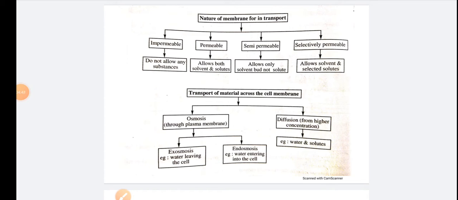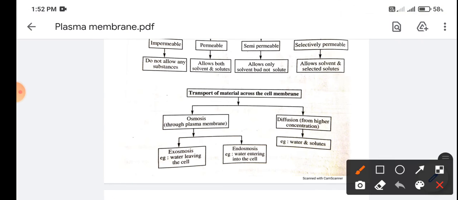Now, the nature of the membrane for transport. The types are impermeable, permeable, semi-permeable, and selectively permeable. Impermeable does not allow any substances to pass.